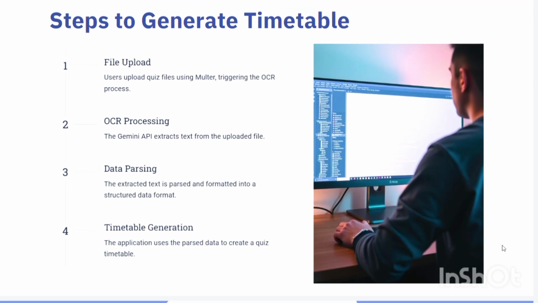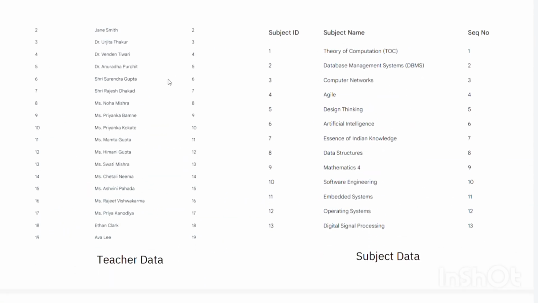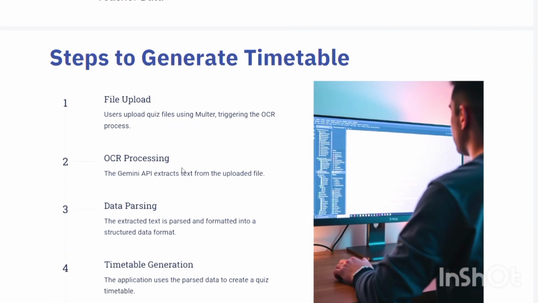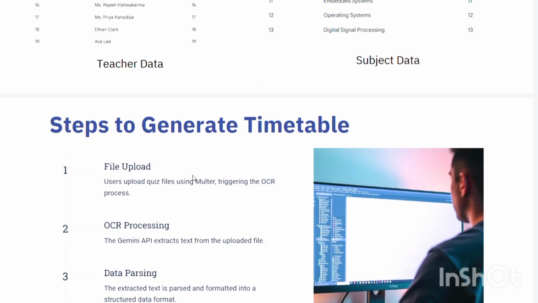Then the steps to generate a timetable. Number 1, file uploading. The user or admin comes to my web application and uploads these types of images, for example a teacher data or a subject data. Then the second step is OCR processing. After the successful submission of the subject or teacher data, the Google Gemini API will extract the text from the uploaded file and store it in the backend in the form of an array.